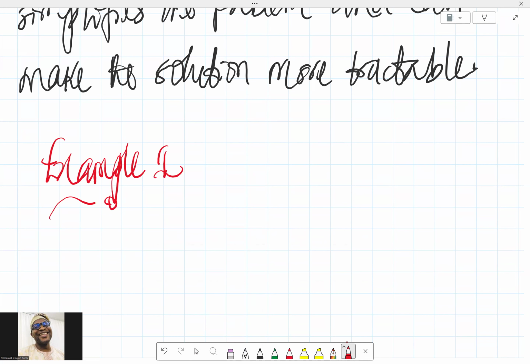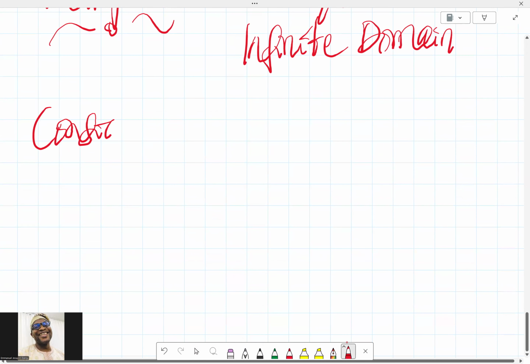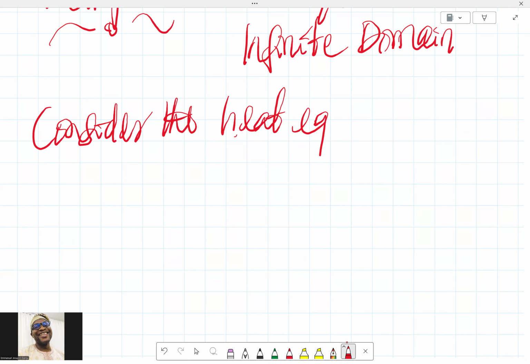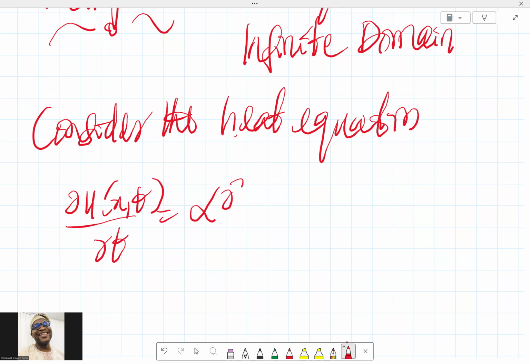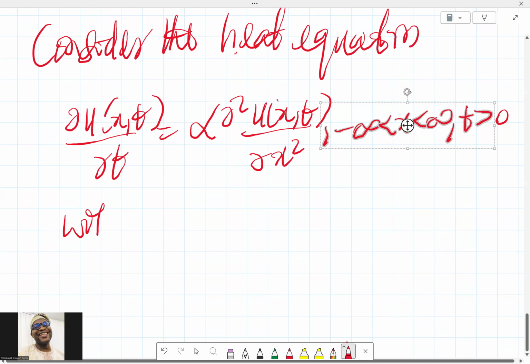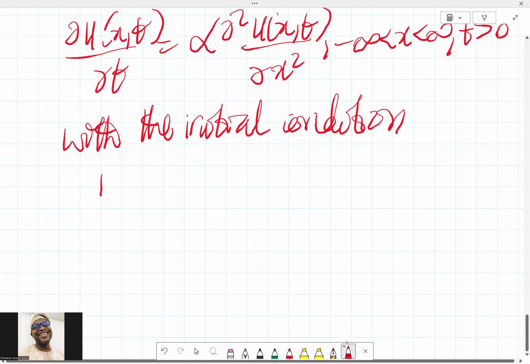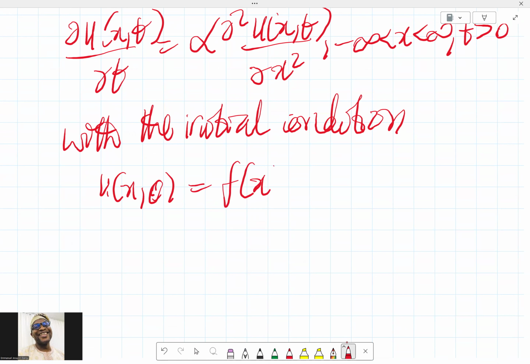Example 1. Let's look at the heat equation on an infinite domain. Once you see an infinite domain, you should be thinking Fourier transform. So consider the heat equation, partial u of x comma t over partial t equals alpha times partial squared u of x comma t over partial x squared, for minus infinity less than x less than infinity, t greater than 0, with the initial condition u of x comma 0 equals f of x.